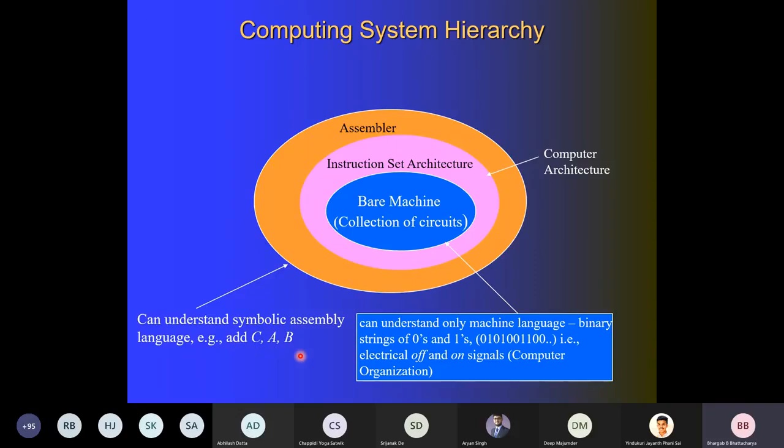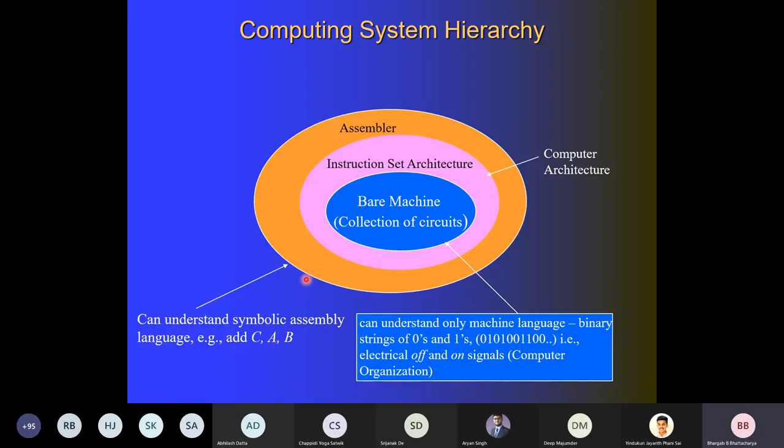That means there are registers A, B, and C. Maybe you add the content of register A to the content of register B and save the result of addition in C. And you write this instruction as add C, A, and B.